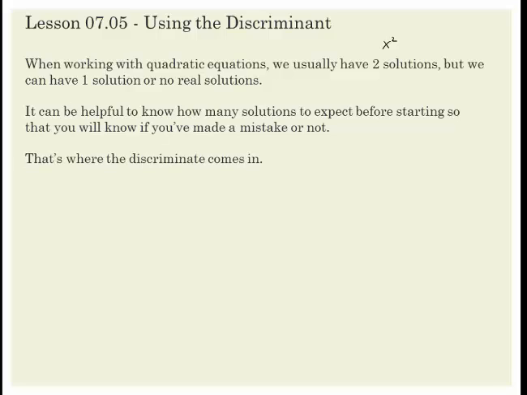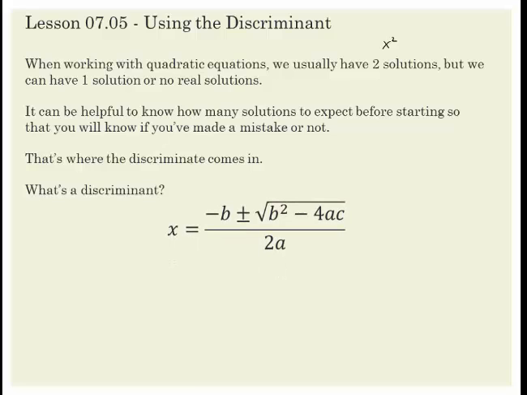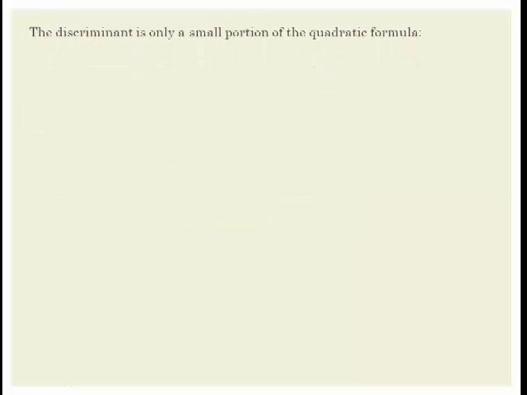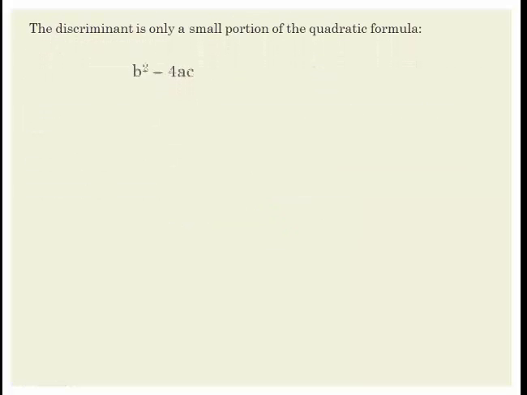And this is where what's called the discriminant comes in. So what is a discriminant? Well, when we look at our quadratic formula, which is x equals negative b plus or minus the square root of b squared minus 4ac over 2a, the discriminant is this portion of the equation. It's only a small portion of the quadratic formula, b squared minus 4ac, but this can tell us how many answers we should expect to get.